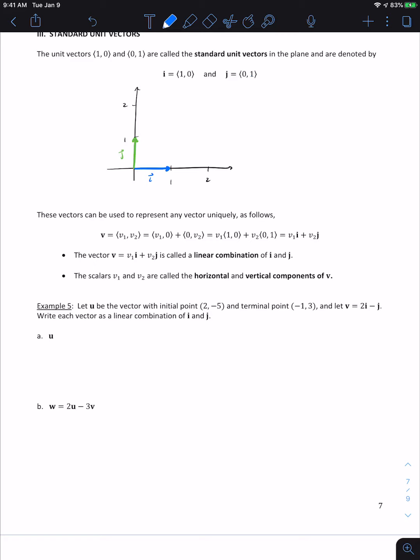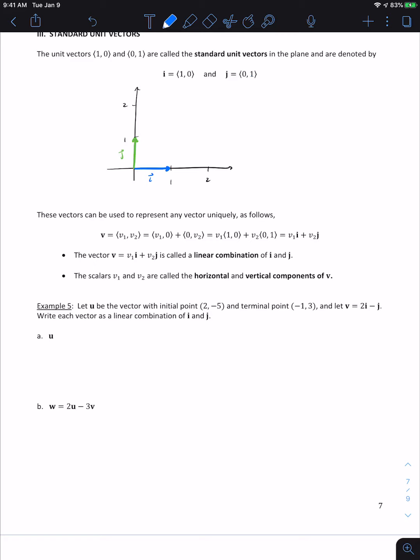The vector v that looks like the first component times i plus the second component times j is called a linear combination of i and j, linear because I have everything to the first power, scalars being multiplied, and I'm adding them, or I could have subtracted them. The scalars v sub 1 and v sub 2 are called the horizontal and vertical components of v. So v sub 1 is called the horizontal component, and v sub 2 is called the vertical component. And you can see why: v sub 1, which corresponds to i, is the x, or the horizontal, and v sub 2, which corresponds to j, is the vertical, or the y.